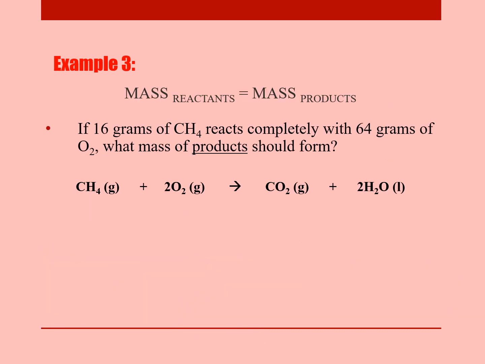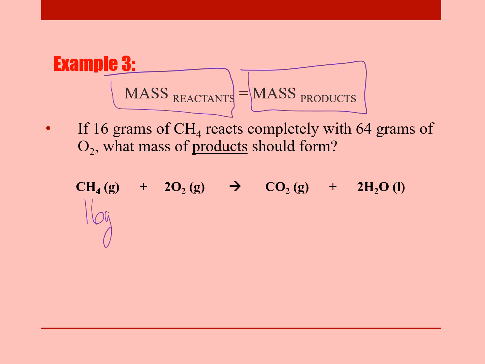So let's put this into actual mathematical terms. Remember, the law of conservation of mass states that the mass of the reactants is equal to the mass of the products. So if I get one of these problems, what I'm going to want to do is put underneath them what it's actually talking about as far as masses go. So if 16 grams of CH4, so I know I'm starting with 16 grams of that, completely reacts with 64 grams of oxygen, what is the mass of the products that I should be forming?